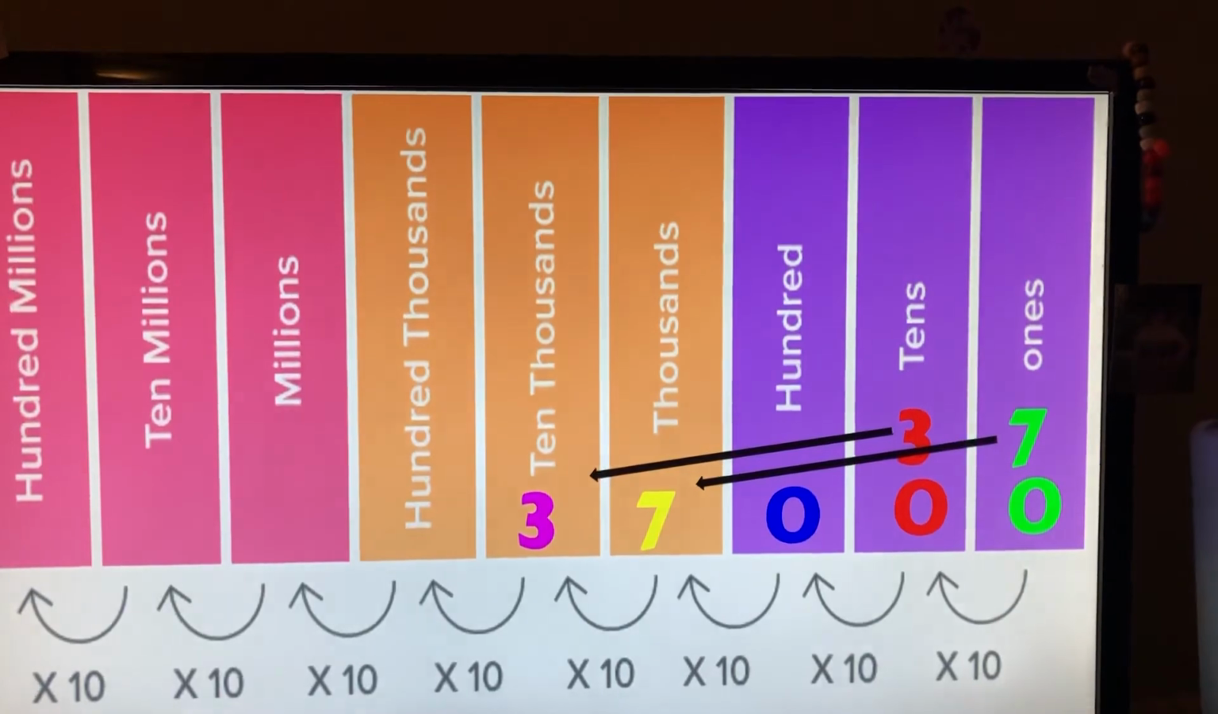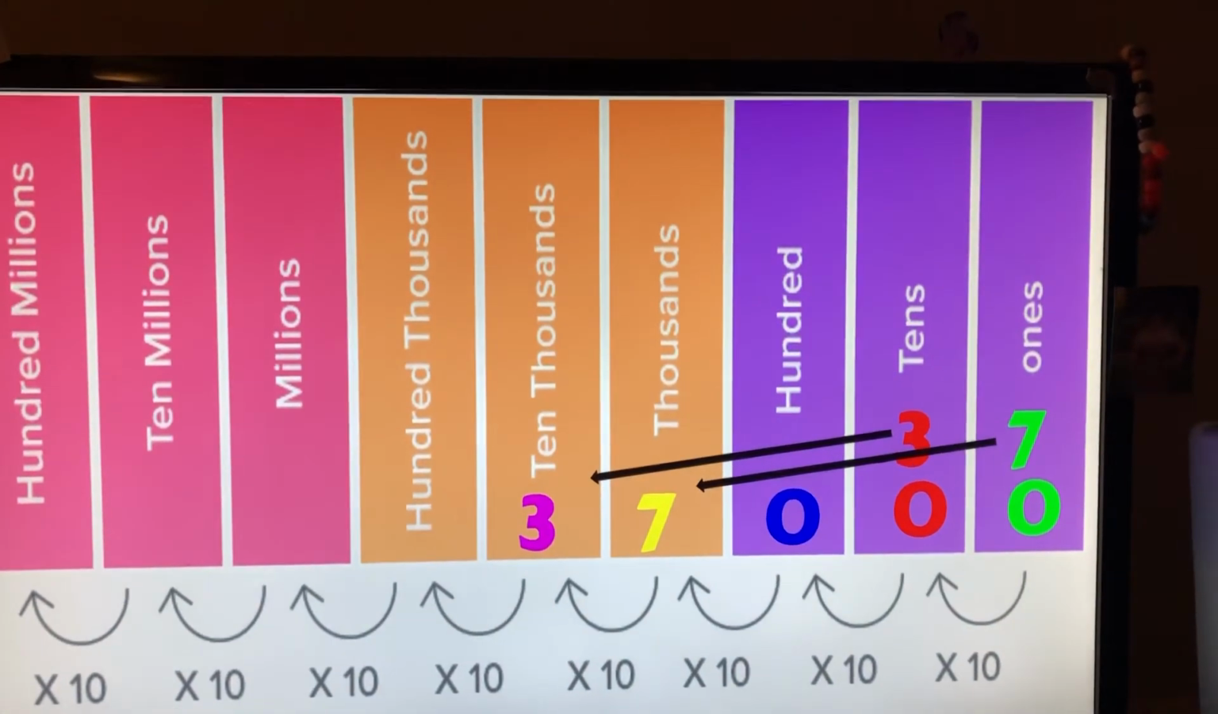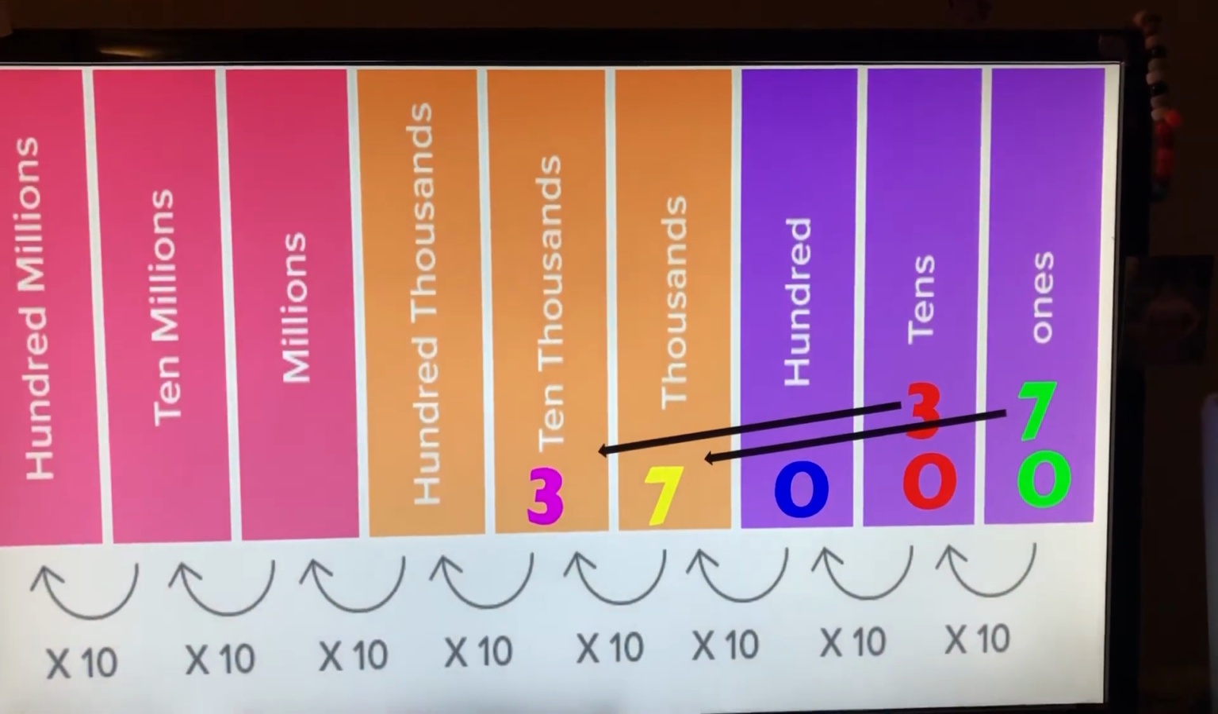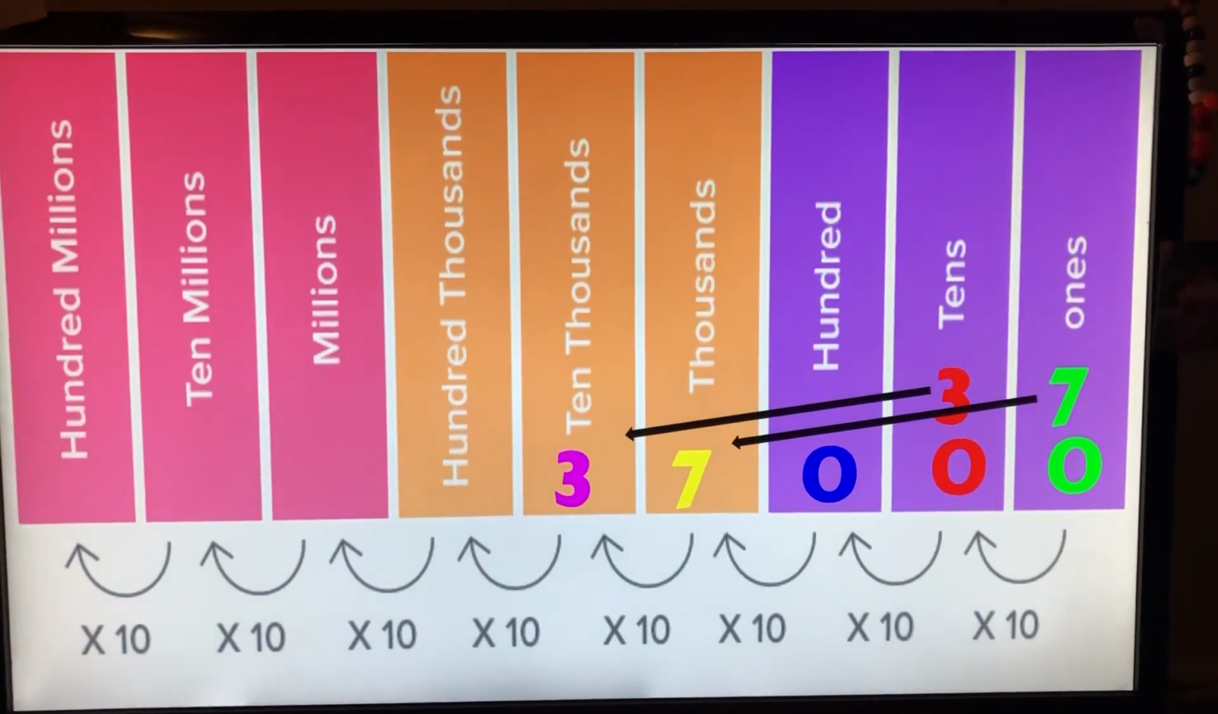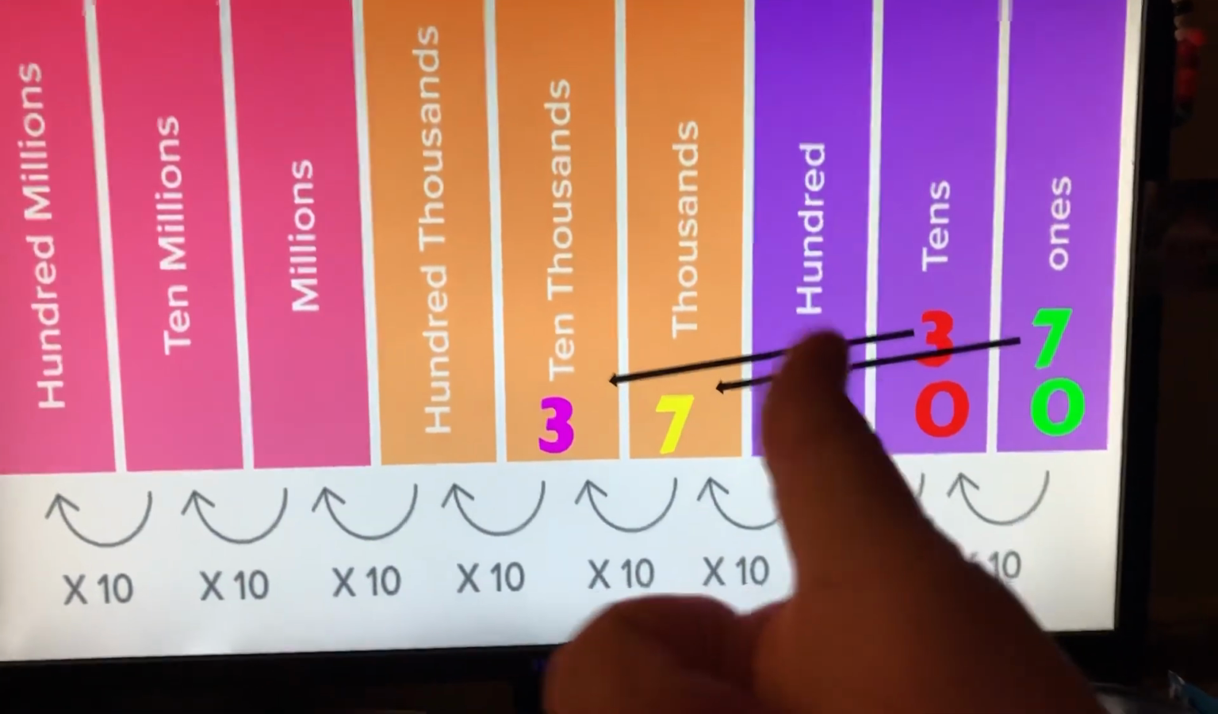If it has to cross clear over one more line, do you think we might place another 0 for a placeholder? I don't know. You guys did great. Good job, guys.